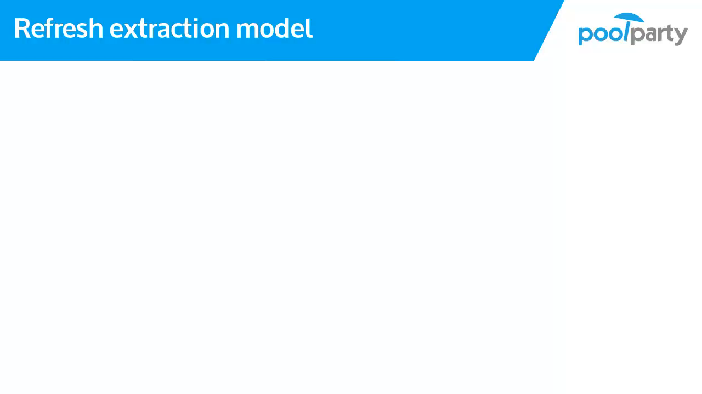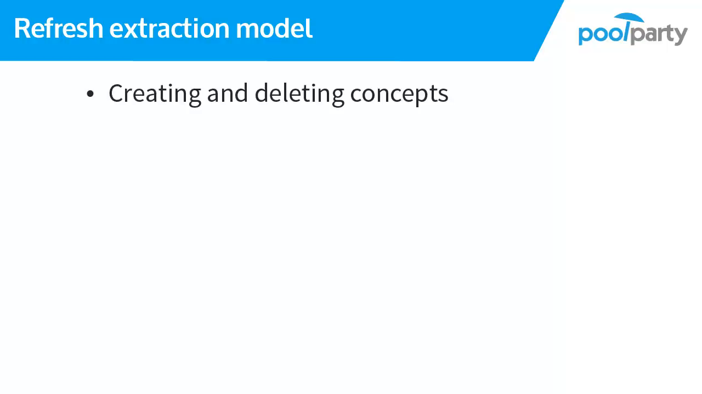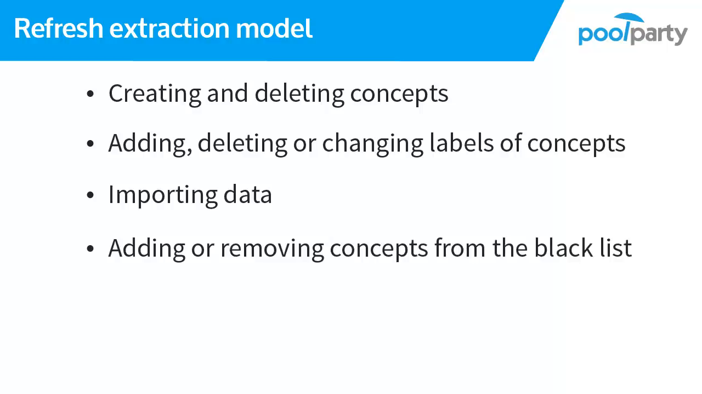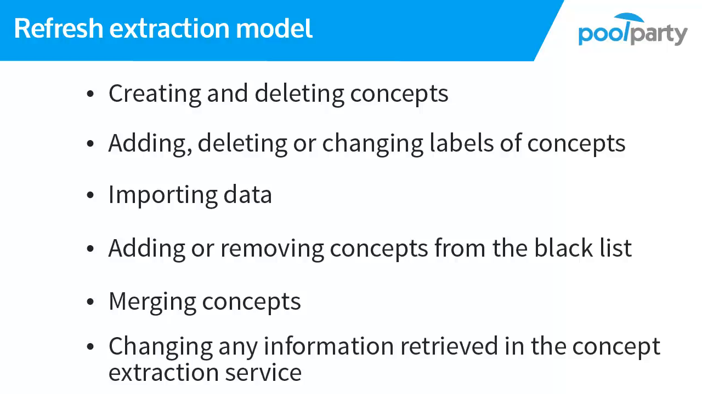Changes that require updating the extraction model include creating and deleting concepts, adding, deleting, or changing labels of concepts, adding concepts by importing data, adding or removing concepts from the blacklist, and merging concepts. There are changes to the thesaurus that you can make which do not affect the concept extraction itself, such as relations and custom classes. If you also make use of this information on the extracted concepts, then of course you need to take care that the extraction model is refreshed when this information changes as well.